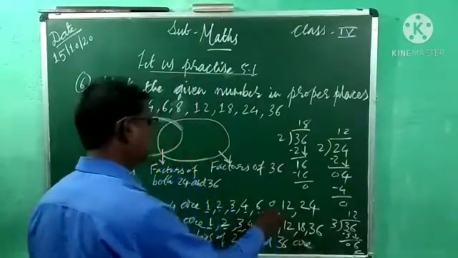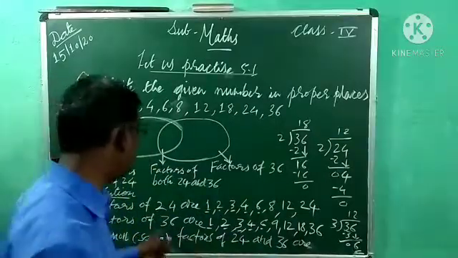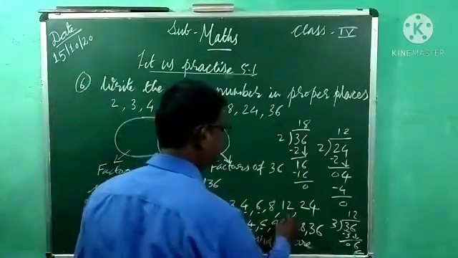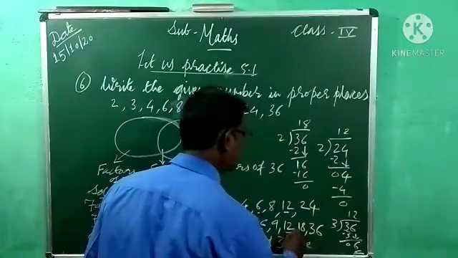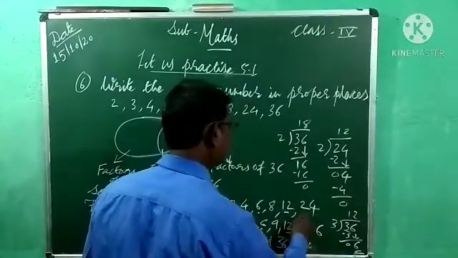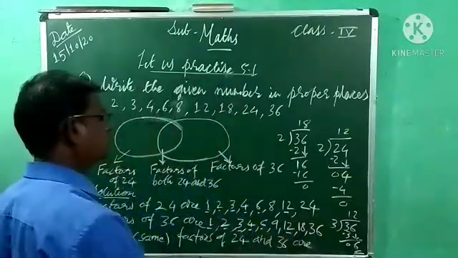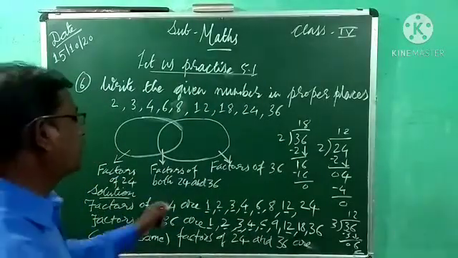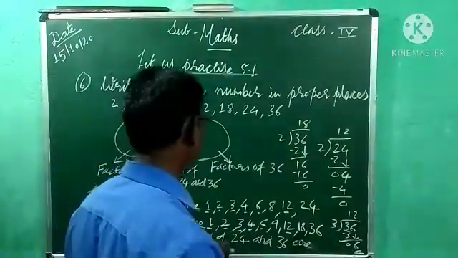8 is a factor of 24, but 8 is not a factor of 36. So 8 is not common. 12, 12, 12 is also common. Okay. Now 24 is not present here. So those numbers which we have underlined are the common factors of 24 and 36.